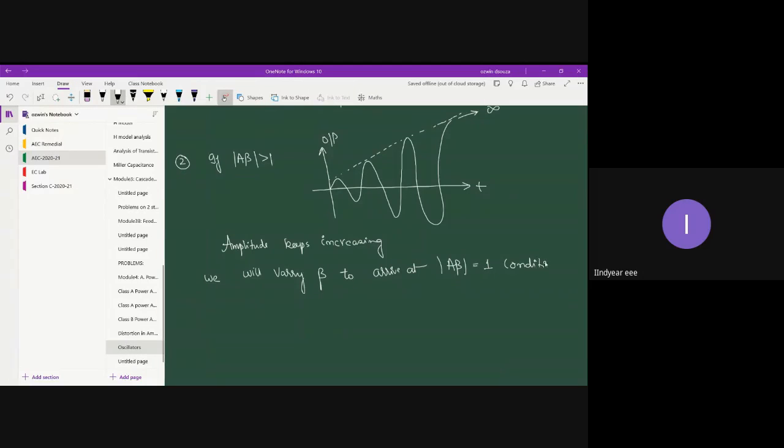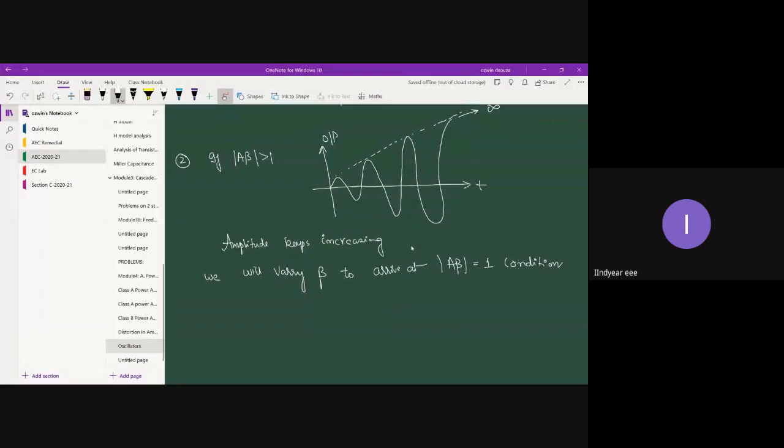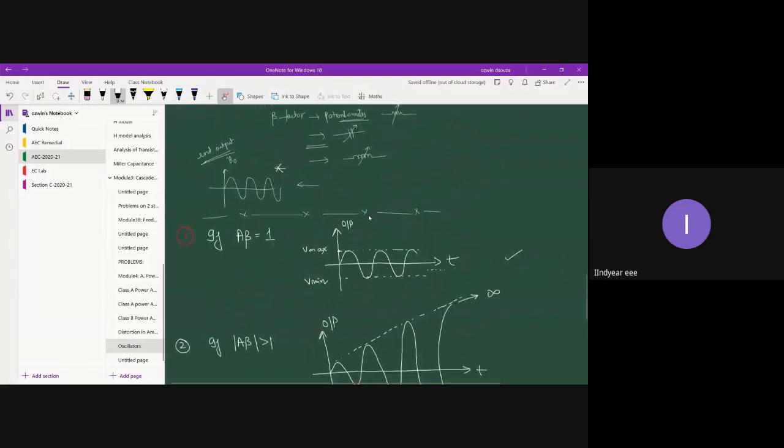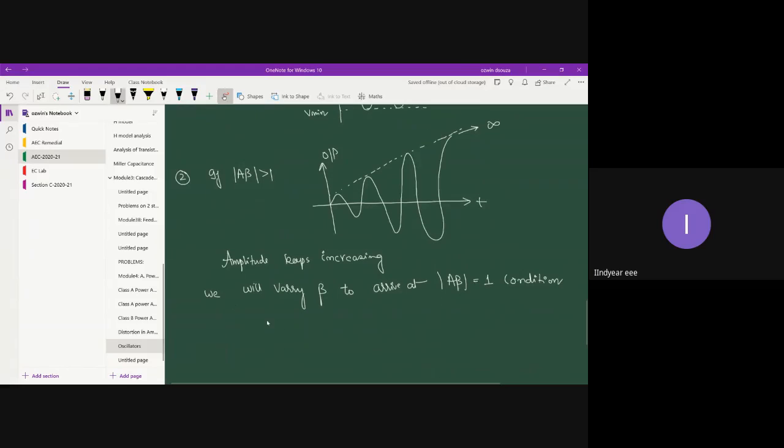Okay, this is what you are supposed to do in your laboratory. If you find that your waveform is increasing in nature, start varying the parameters of the feedback network until you get a waveform of this kind. Okay, we will perform it in the laboratory, don't worry.